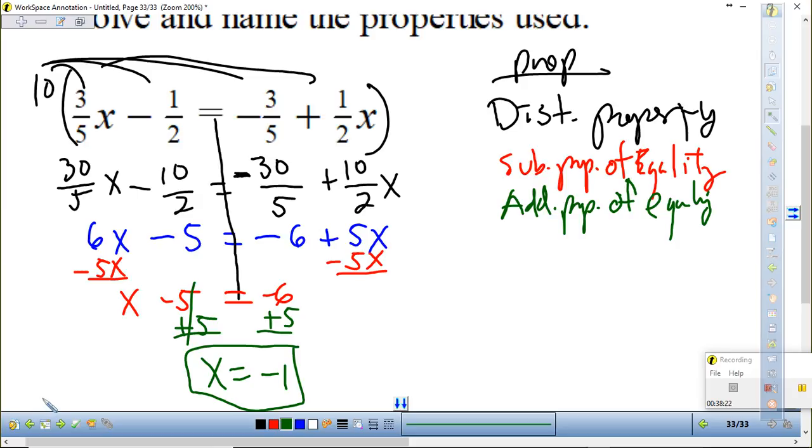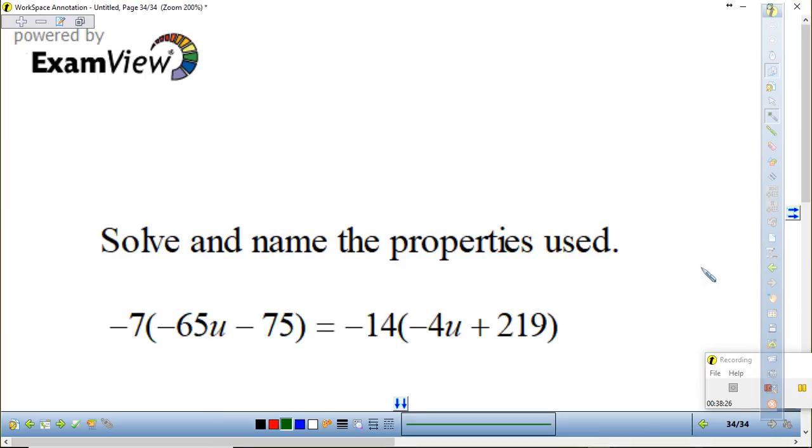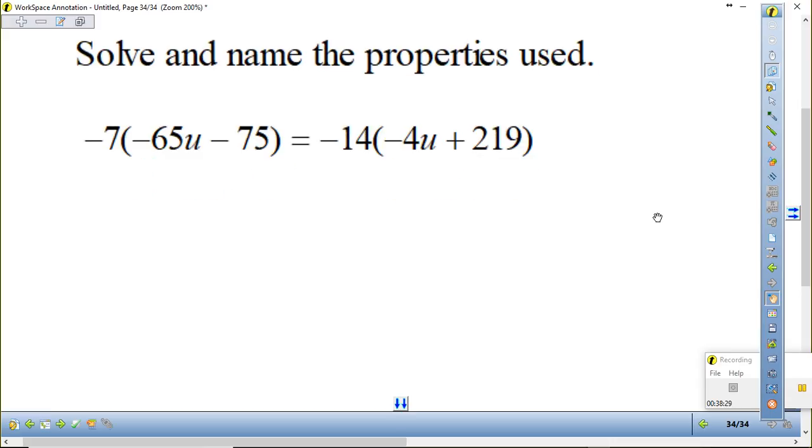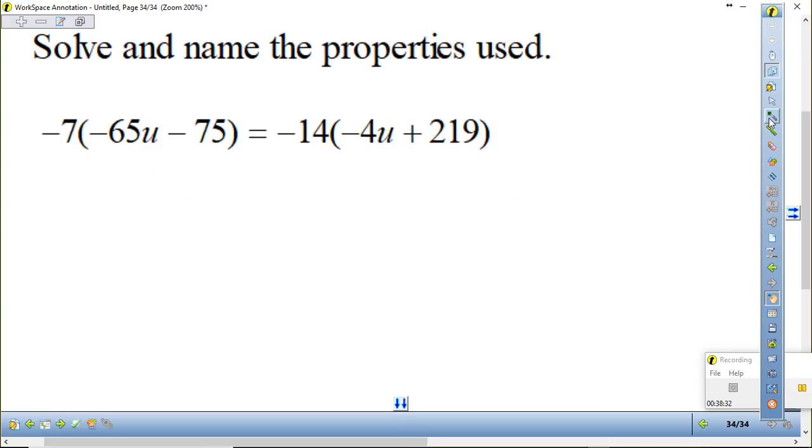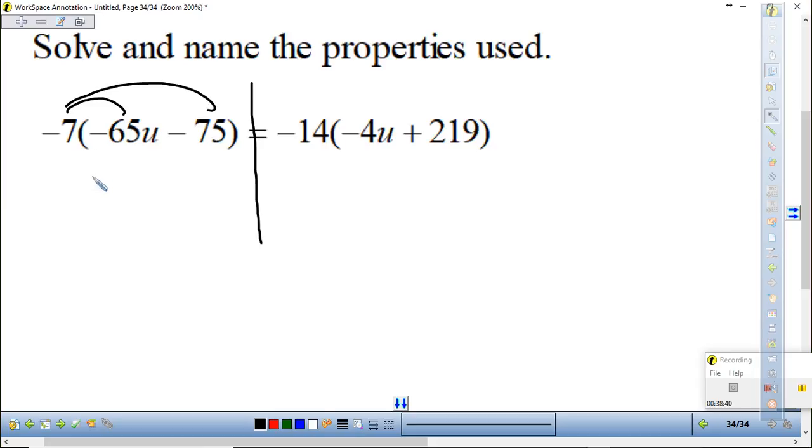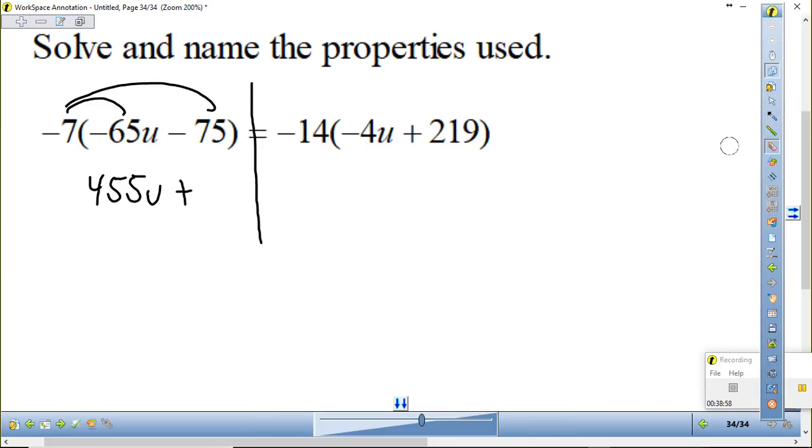Oh, social experiment. Number 17. Let's go to 17. Here it goes. It says, solve and name the properties also on this one. Here we go. Line down the equal sign. What is the first thing we do to each side, everyone? Distribute, distribute. So this is positive 455. Is that correct? Yeah. And then plus 400 and, no, actually it's 500. My bad. 525 equals 2.